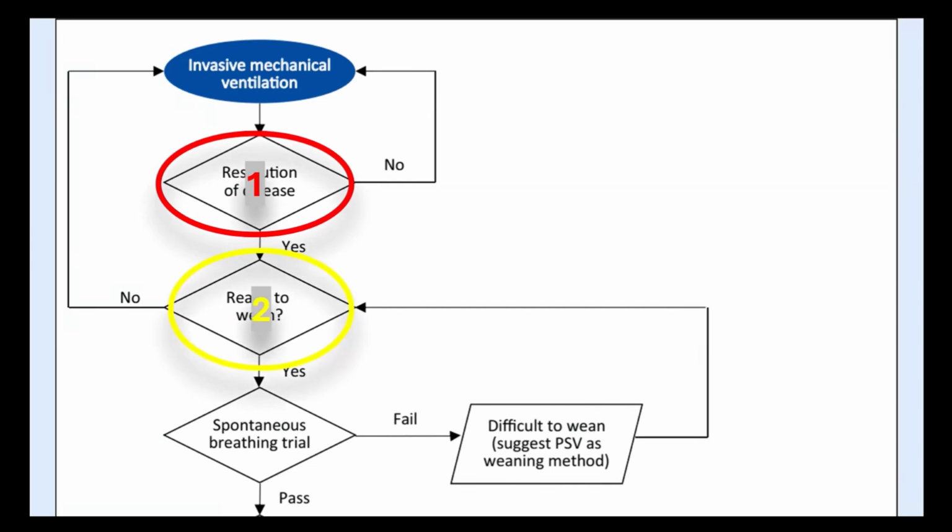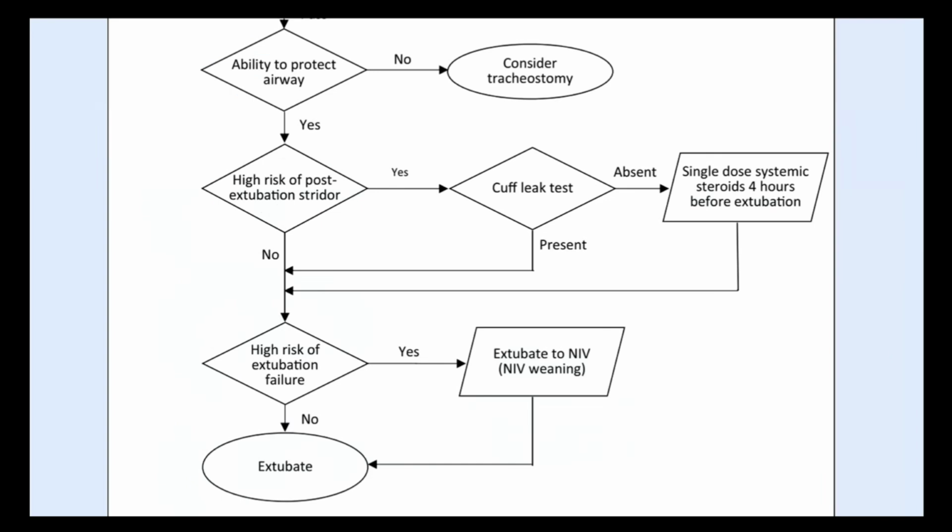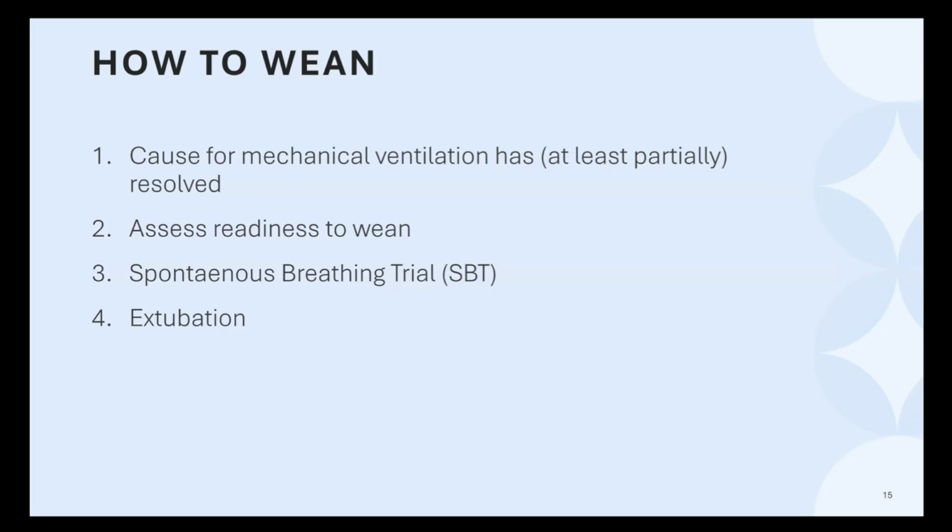So again, that's the first step, and then the second step, you would think whether the patient is ready to be weaned or not. And the third one will be going on to a spontaneous breathing trial. And there are subsequent others in between, and the final step is to proceed with extubating the patient. Again, I'm repeating myself here. There are four main steps to weaning a patient.